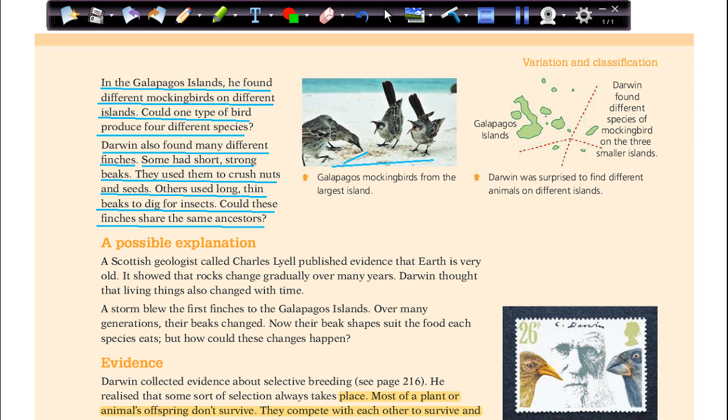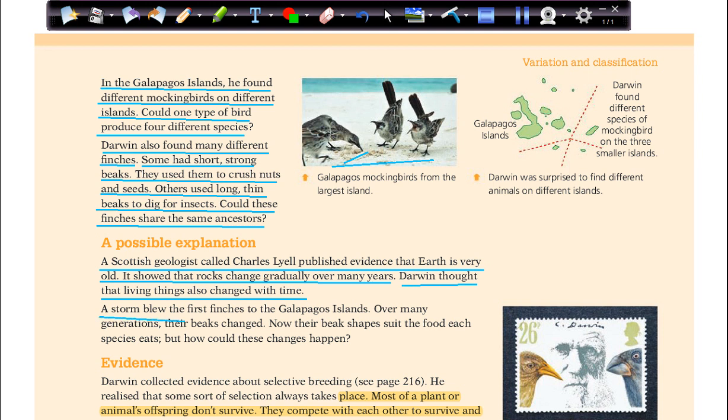A possible explanation that he made, or other scientists made. A Scotch geologist called Charles Lyell published evidence that Earth is very old. It showed that rock changed gradually over many years. Darwin thought that living things also changed with time.